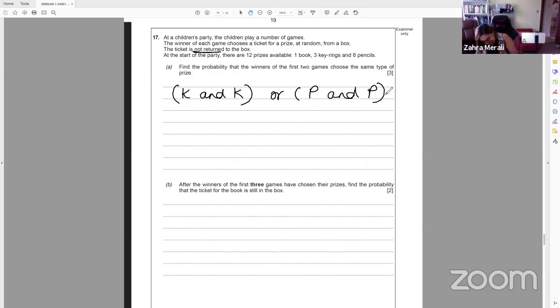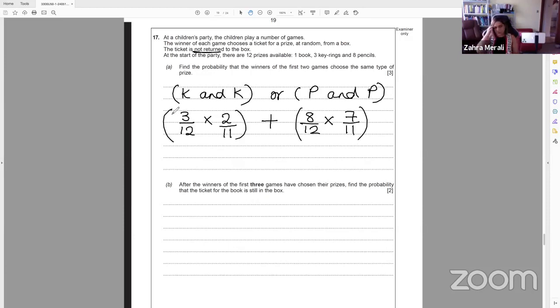So to get a key ring is going to be 3 out of 12. Now we've taken 1, it's not returned, so there's only 2 left, and there's only 11 things left. Or, which is plus, a pencil, where there's 8 out of 12, and then once we've taken it out, there's 7 out of 11. Now these go in brackets using our BIDMAS rules.